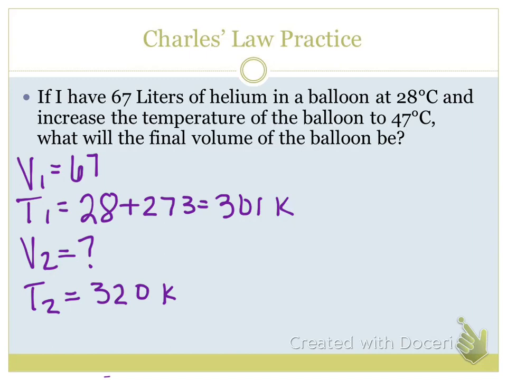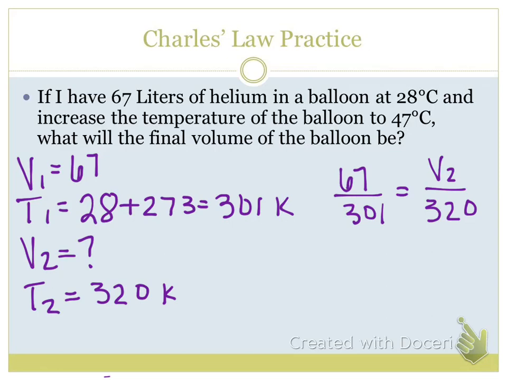So V1 over T1, so 67 over 301 equals V2 over 320. This type of ratio or proportion allows us to do what to solve it? Cross multiply. Yep, cross multiply and divide. So it makes for pretty easy math. What do we expect the volume to do? Go up or go down? Up. Goes up.